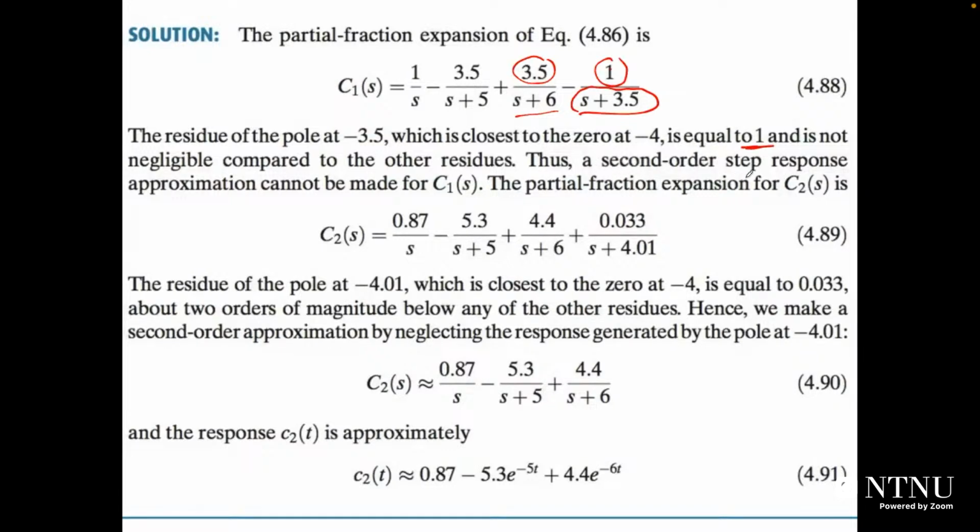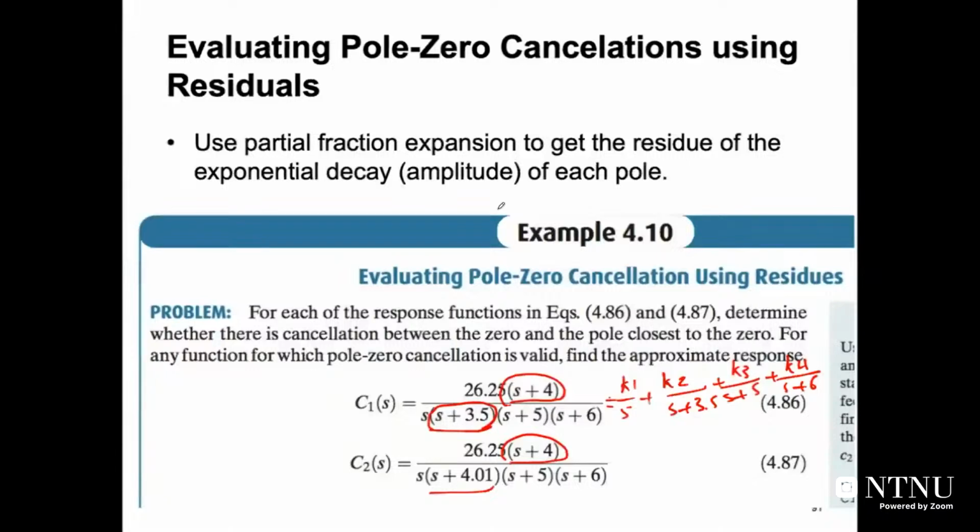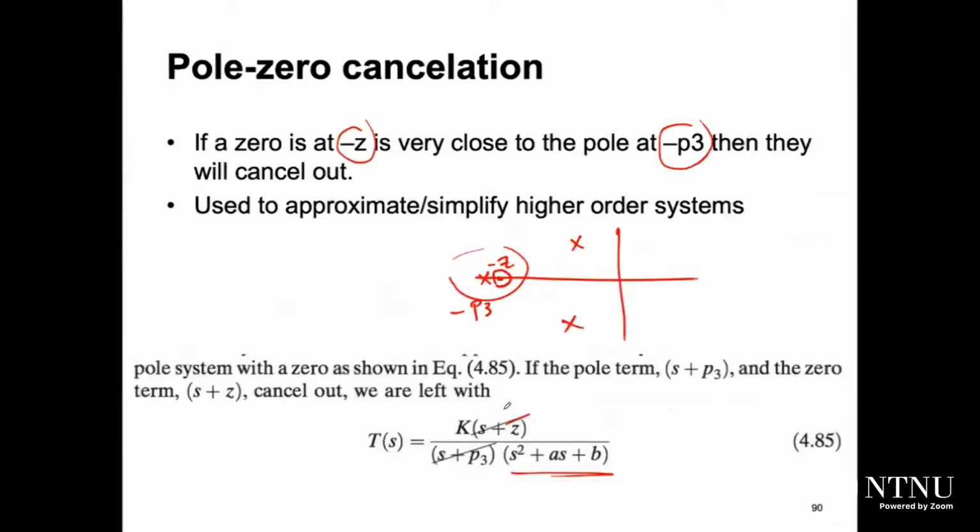So a second order step response approximation cannot be made for C1 of s. We cannot cancel this one with this one and say, okay, my system will be 26.25 divided by that part. No, we cannot do this. Why? Because we checked the residue of s plus 3.5, and we found that it's significant.